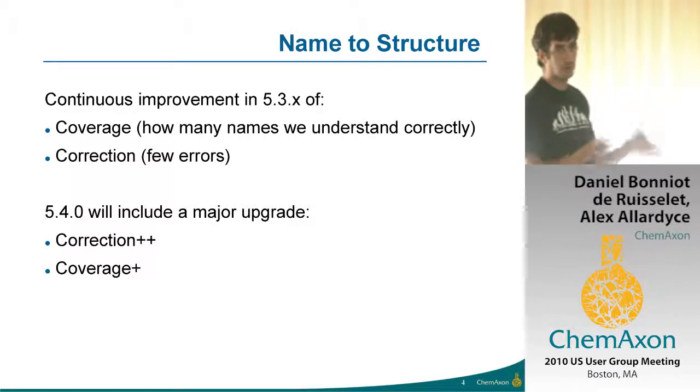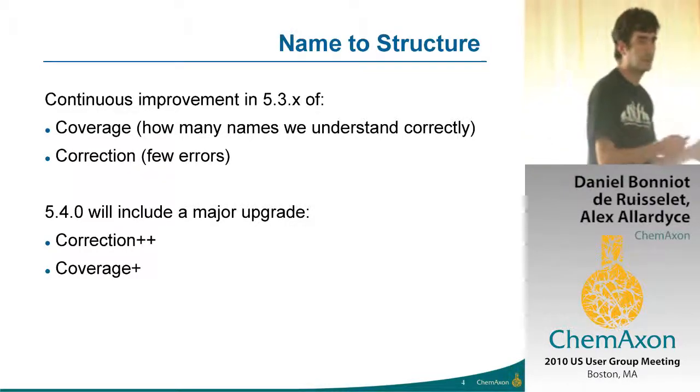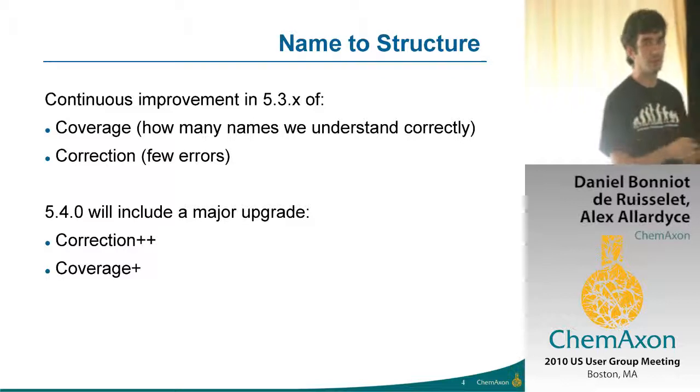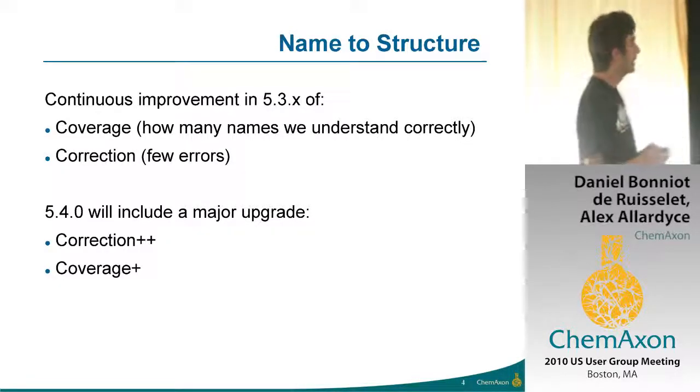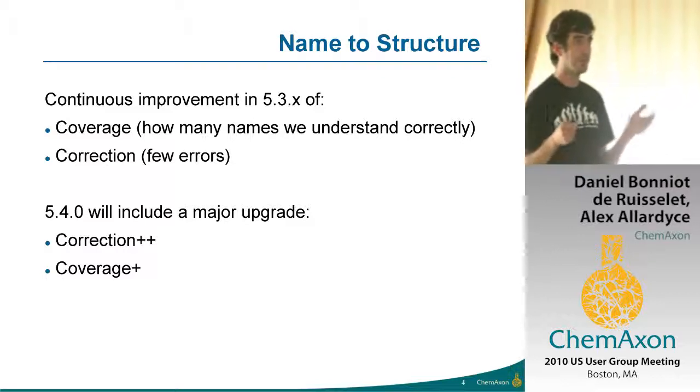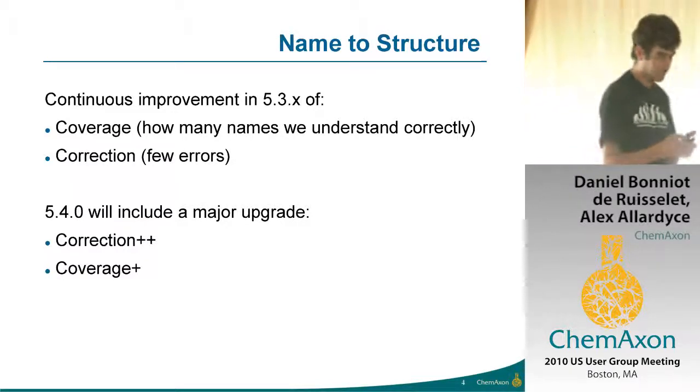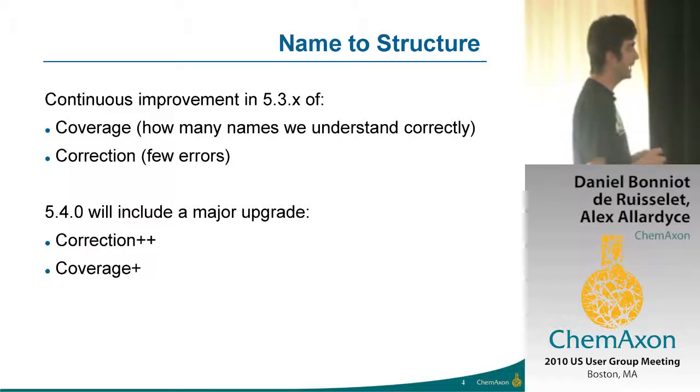And we try to improve the coverage. So how many of the names that you give it are going to be converted correctly? That's one measurement. The other measurement is how many of those that you get are actually correct structures. And so we try to improve both of those. We're going to see numbers about that.